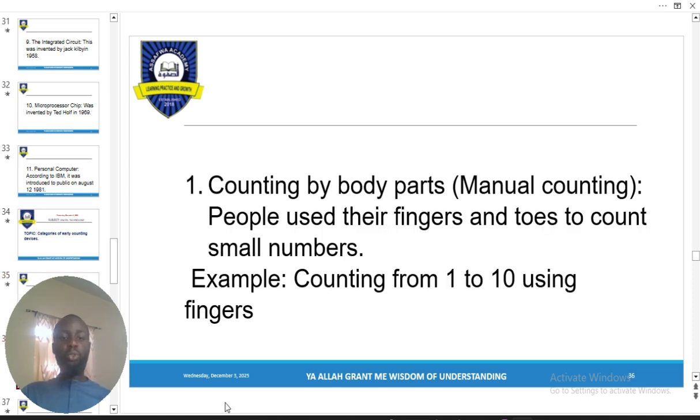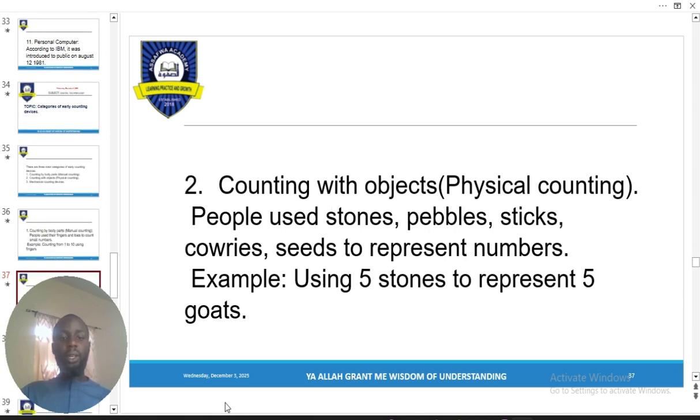So the first one, which is counting by body parts, is known as manual counting. People use their fingers and toes to count small numbers. For example, counting from 1 to 10 using the fingers. The second one is counting with objects, which is the physical counting. People use stones, pebbles, sticks, cowrie shells, and seeds to represent numbers. For example, using 5 stones to represent 5 goats.